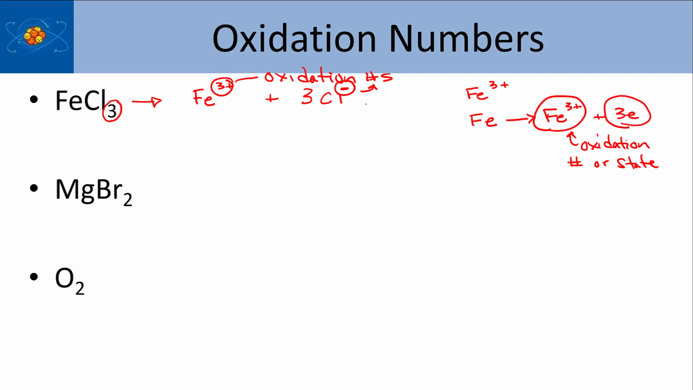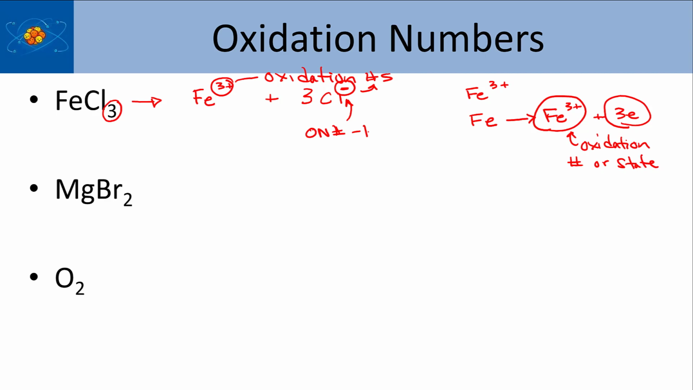Now, the chlorine also has an oxidation number. As a monatomic ion, its oxidation number, and I'm just going to refer to it as the ON number, is -1. What does that mean? That means the chlorine gained an electron to become Cl-, to become the chloride ion.